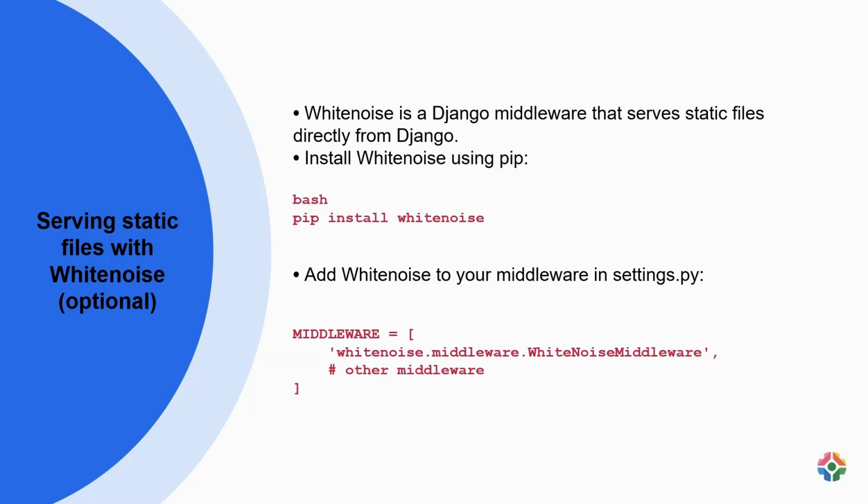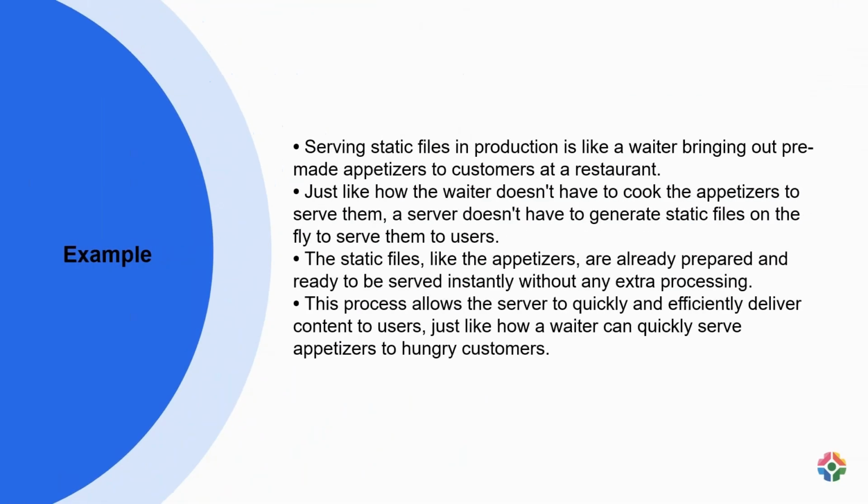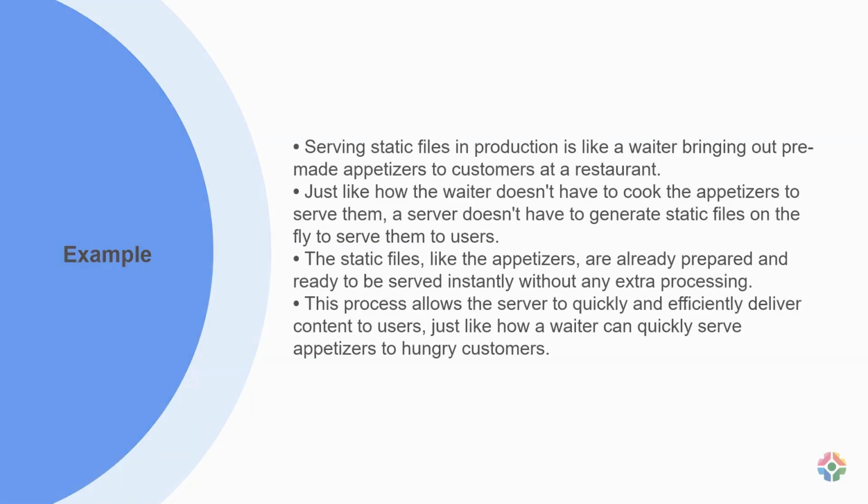This is especially useful in scenarios where a lightweight application does not require a separate web server solely for serving static files. Serving static files in production is like a waiter bringing out pre-made appetizers to customers at a restaurant. Just like how the waiter doesn't have to cook the appetizers to serve them, a server doesn't have to generate static files on the fly to serve them to users. The static files, like the appetizers, are already prepared and ready to be served instantly without any extra processing. This process allows the server to quickly and efficiently deliver content to users, just like how a waiter can quickly serve appetizers to hungry customers.